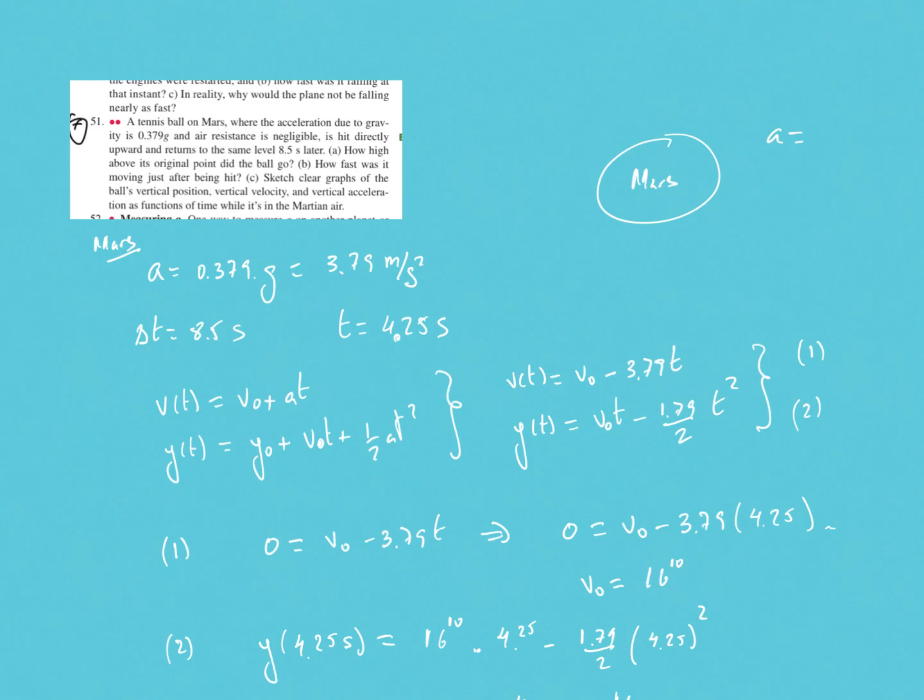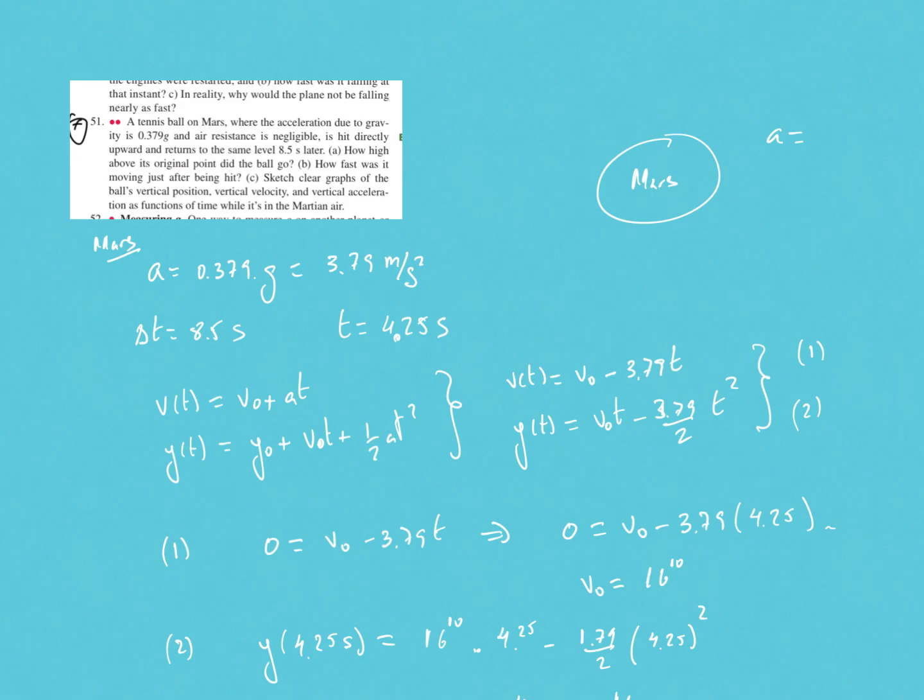The equation of motion with constant acceleration is V of t equal V0 plus at, Y of t equal Y0 plus V0 t plus 1/2 a t squared. So we plug in the numbers for this particular case where the acceleration is minus 3.79. And here is V0 t minus, sorry, I made a mistake, 3.79 divided by 2. So you have to correct the mistake, 3.79 divided by 2.